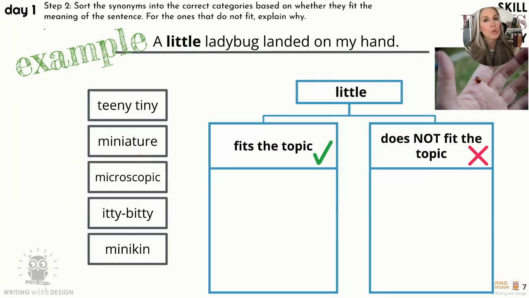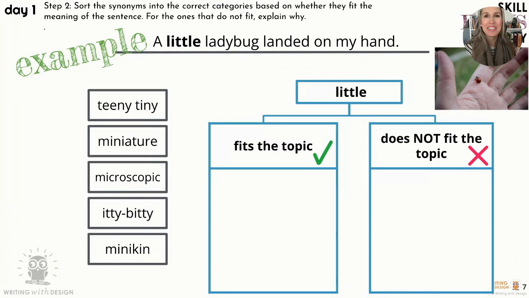And then we want to sort it in the classifying design. You can see we've taken the word little and we've got 2 branches. One that says fits the topic and the other that says does not fit the topic. And our job is to sort these words, the 5 words that you see on the left. You've got teeny tiny, miniature, microscopic, itty bitty, and minikin.